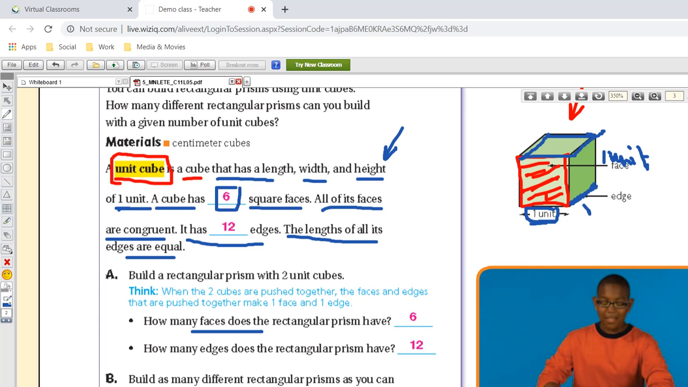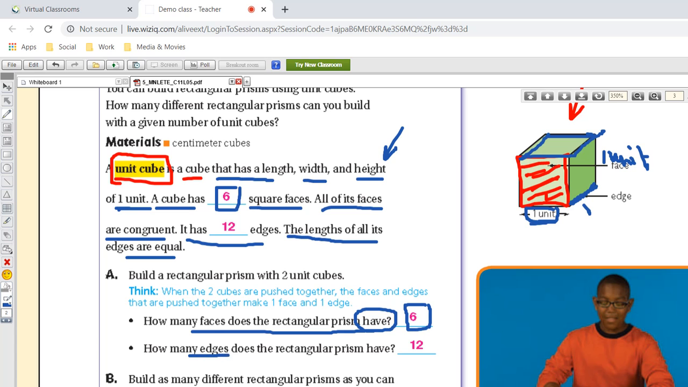Here, how many faces does the rectangular prism have? As we said before, a rectangular prism has 6 faces. Each face is a rectangle. What's the difference between a cube and a rectangular prism? In a cube, all faces are squares, but in a rectangular prism, all faces are rectangles, and the faces are not all congruent to each other. So we have 6 faces like the cube. The number of faces of the cube equals the number of faces of the rectangular prism.